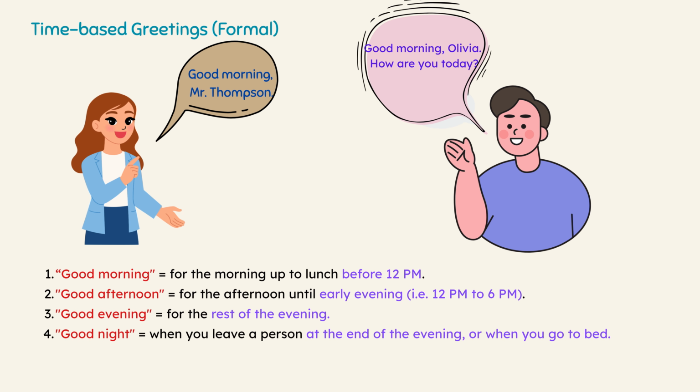Let's learn time-based greetings. In English, we often use time-based greetings, especially in formal situations, depending on the time of day. Good morning is used from early morning until 12 p.m. Good afternoon is used from 12 p.m. to around 6 p.m. Good evening is used after 6 p.m. when greeting someone in the evening.